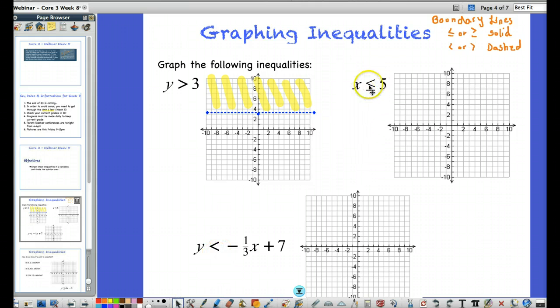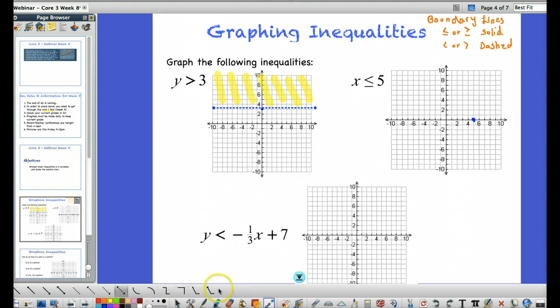So this is x is less than or equal to 5. So again, I'm going to find 5, but this time on the x-axis. So I'm going to go here and put my dot on 5. And then I'm going to make my boundary line go right through that dot. All right, you guys, big question. Is that going to be a solid line or a dashed line?